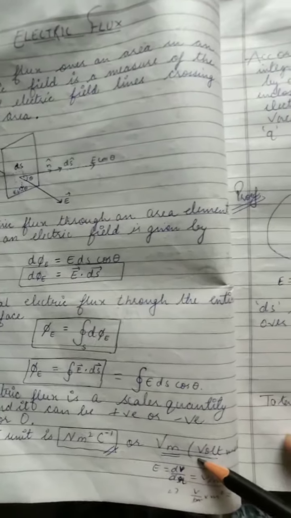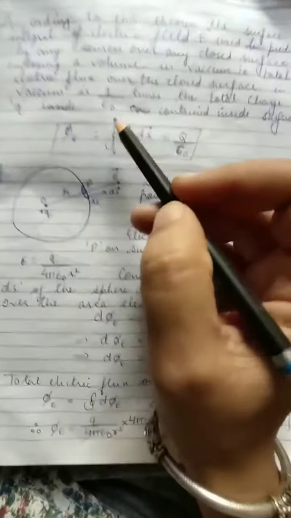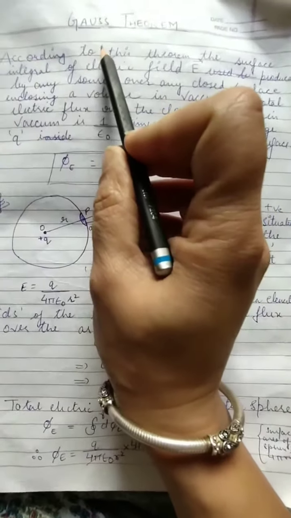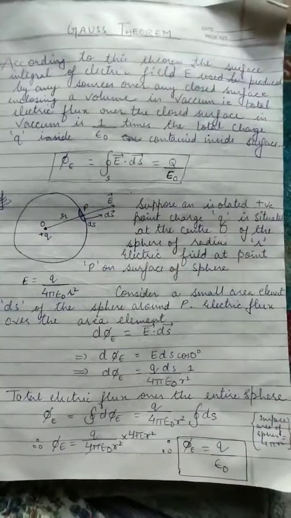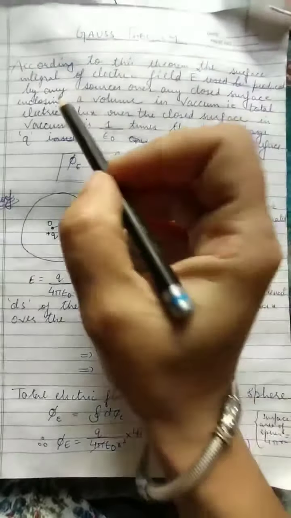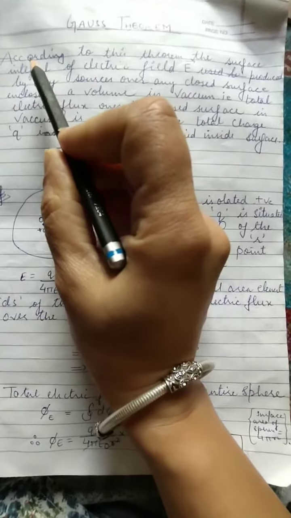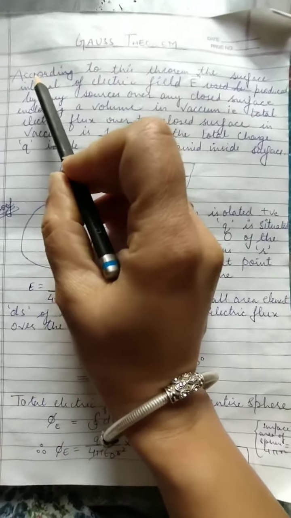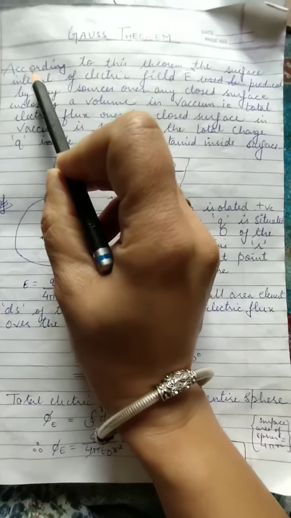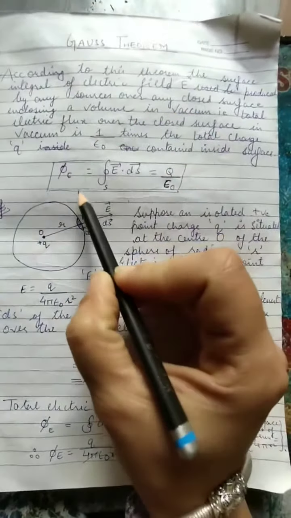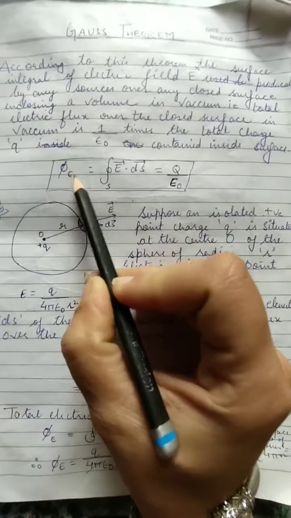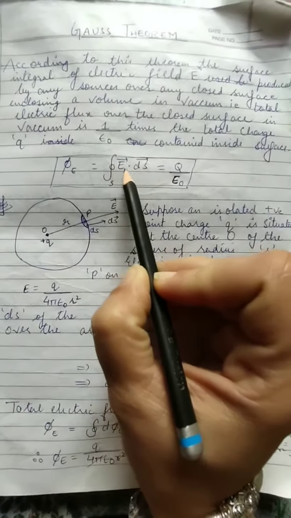Now the next topic is Gauss theorem. This is also a most important question. Every time this question comes in a paper in the form of an application. According to this theorem, we have a relation. Phi e is equal to the surface integral of E dot ds.